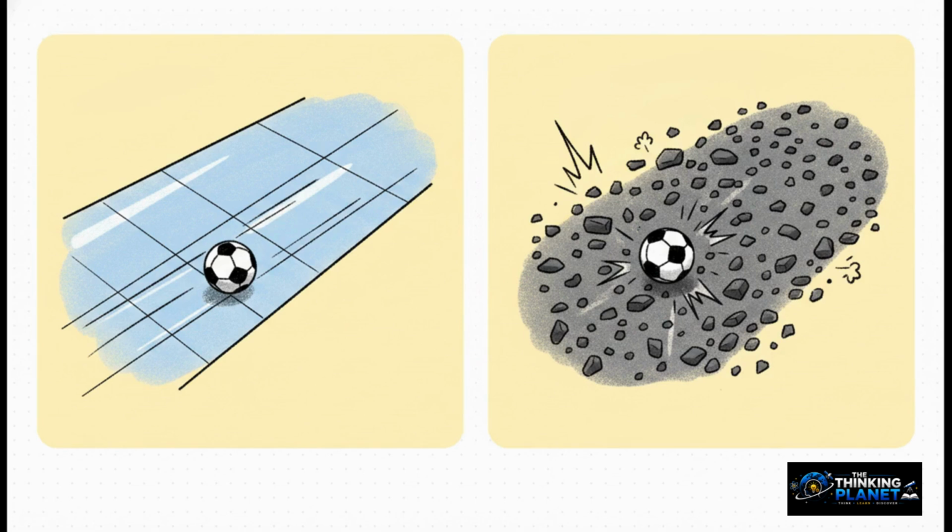But why? It's because friction exists entirely due to the roughness of the ground. The golden rule you need to remember here is this. The larger the roughness of the ground, the larger the friction force, and the faster the object stops.